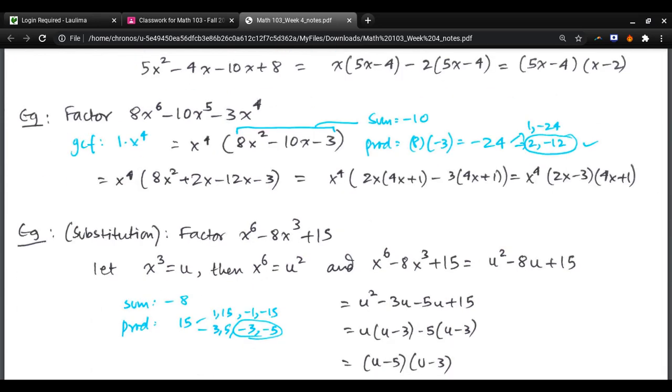In the next example, we use another method called substitution. So here we notice it's x to the 6. We let x cubed be u, then x to the 6 is u squared. So the equation becomes u squared minus 8u plus 15, which is now a more familiar situation.